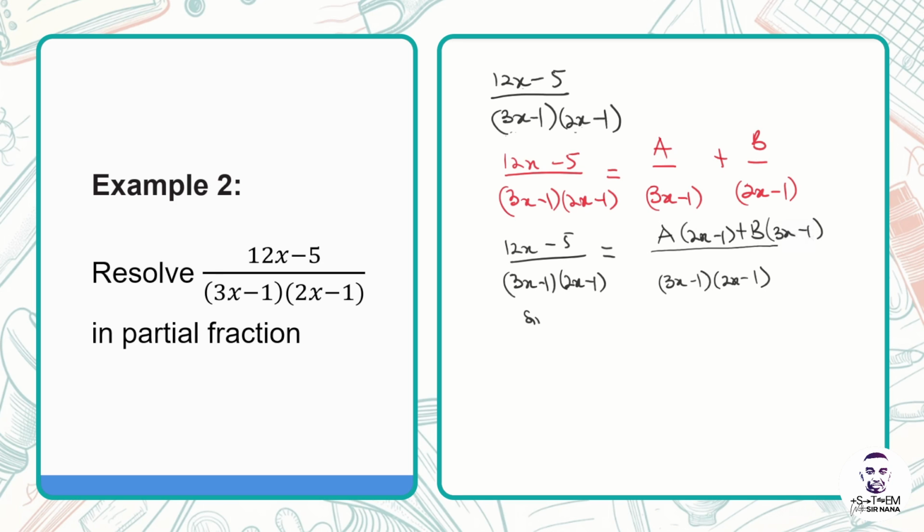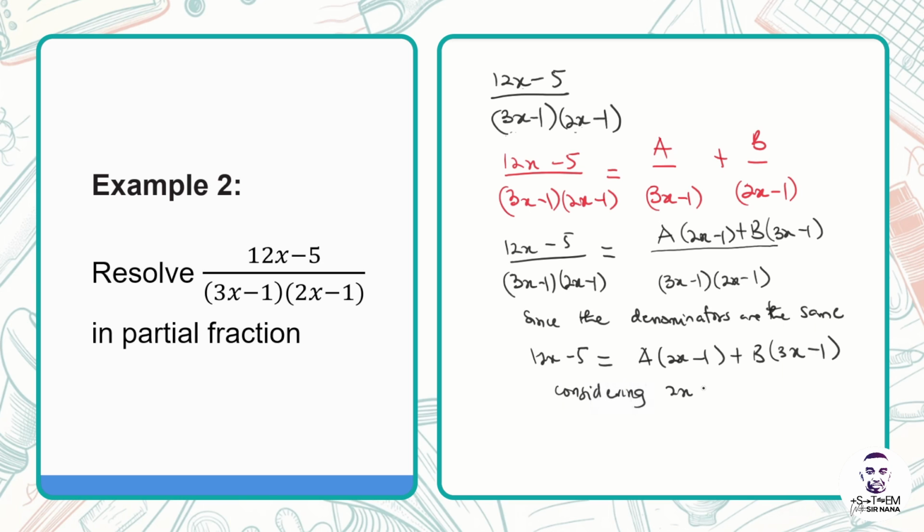Now, since the denominators are the same, what we can do is equate the numerators. So we have 12x minus 5 is equal to A multiplying 2x minus 1 plus B multiplying 3x minus 1. We are going to use the approach where we pick each of the factors and use the linear factor of each of them to substitute into the equation.